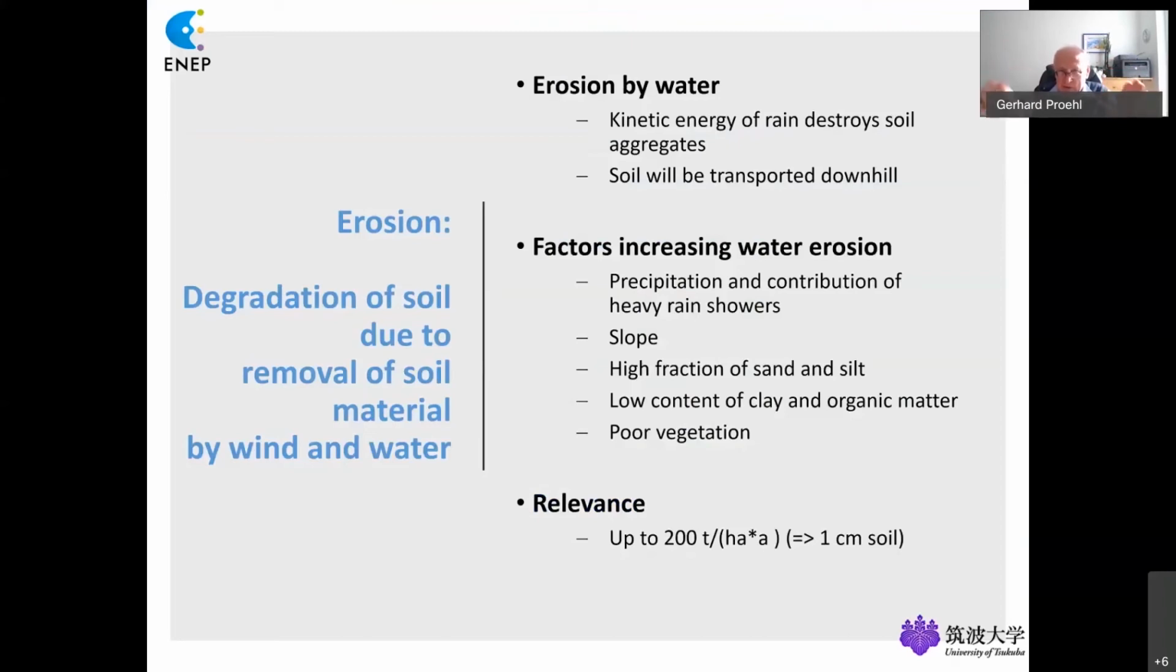I think we have erosion by water, and this first has two effects. The energy of drops destroys the soil aggregates, and soil will be transported downhill. And of course, factors increasing erosion are precipitation, the slope, poor vegetation, and low content of clay and organic matter. It might be quite relevant. In some areas you may have loss by erosion of up to 200 tons per hectare.